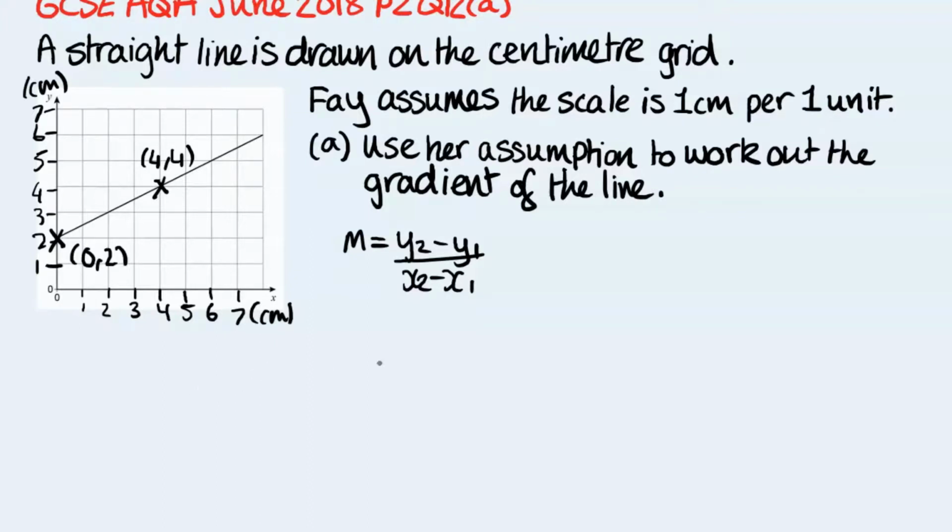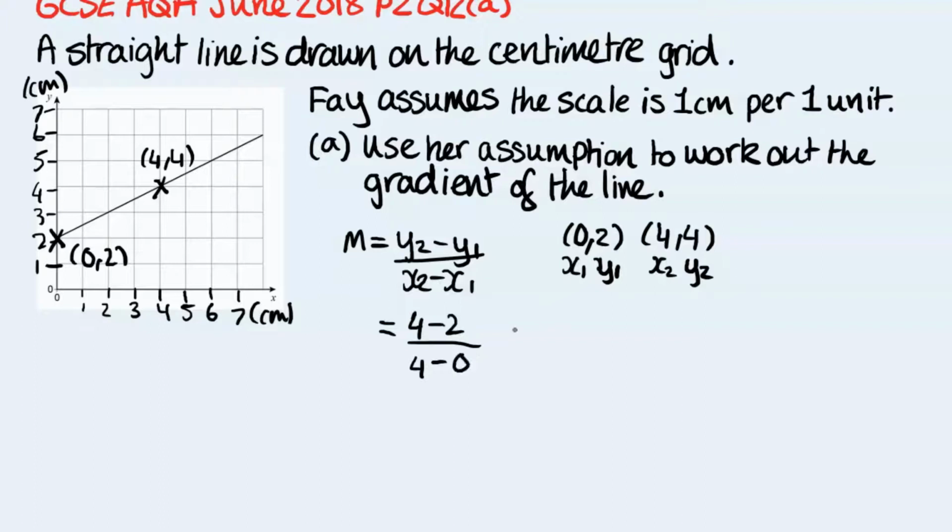So we know 2 coordinates, and now we can actually calculate the gradient, okay? So what are the 2 coordinates? We have 0, 2, and then we have 4, 4, okay? Now let's label it as before, so x1, y1, then x2, y2, okay? So now we know what we can substitute into this formula to calculate the gradient, okay? So y2 is 4, y1 is 2, 4 take away 2, then the denominator, so x2 is 4, and then x1 is 0, okay? So let's calculate that. So 4 take away 2 is 2, and 4 take away 0 is 4, okay?